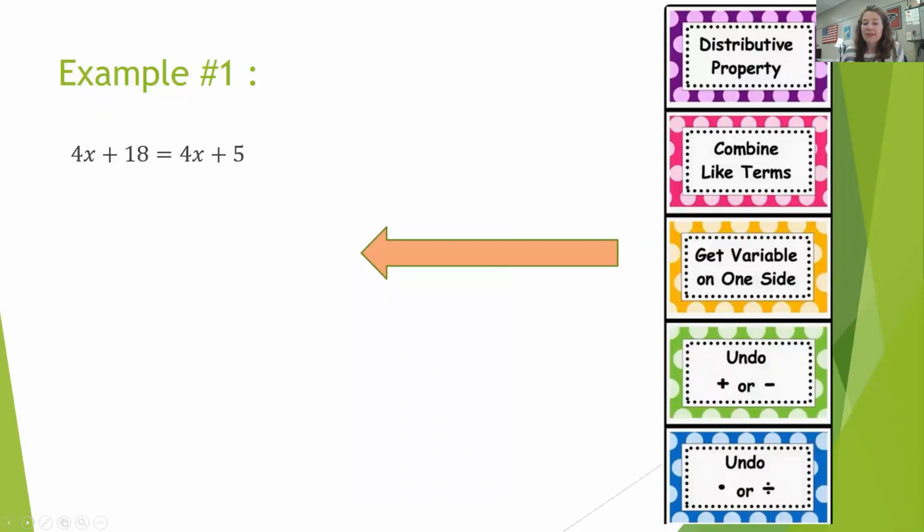So let's look at this first example. I have x's on both sides of the equal sign, so I am going to get my x's together.